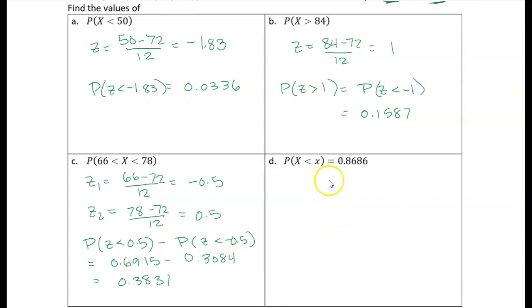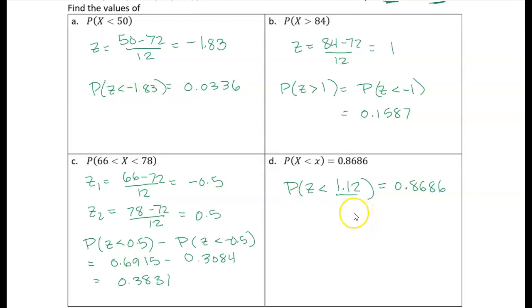All right, now this next one is a kind of reverse lookup problem. So we're looking for the probability that z is less than some value, and that probability is given to be 0.8686. So just go into the table and look for that probability, 0.8686, and find the corresponding z-score, 1.12. That's what I get when I look it up.